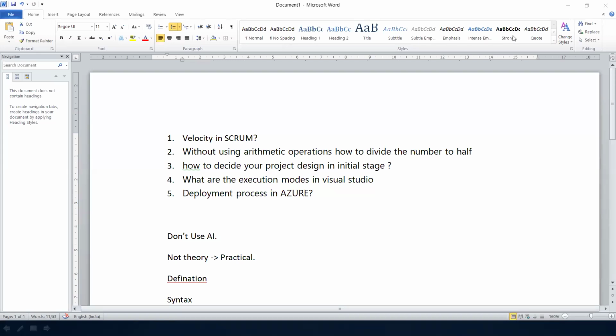Teja, any opinion on this question? Any others, team?